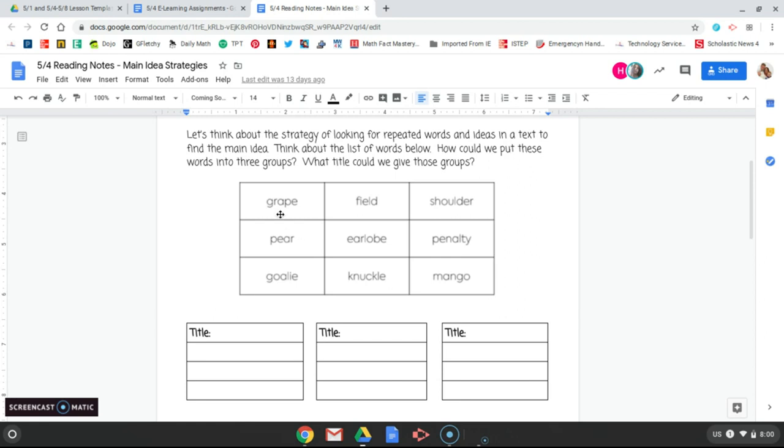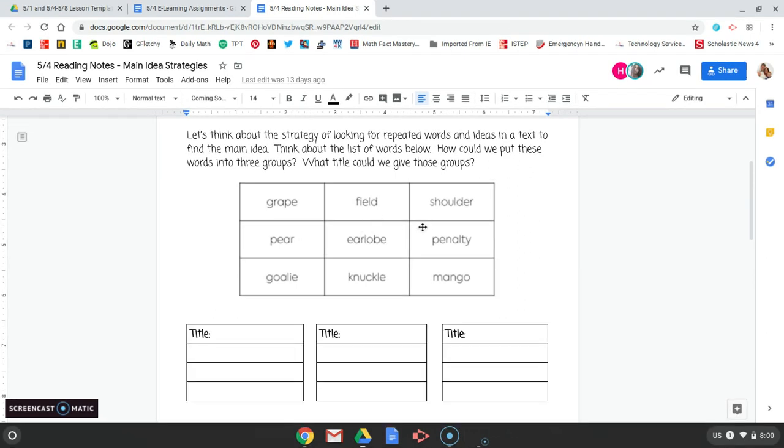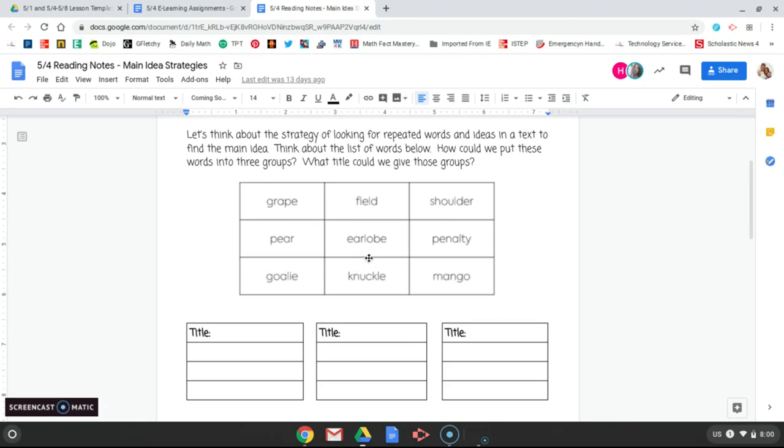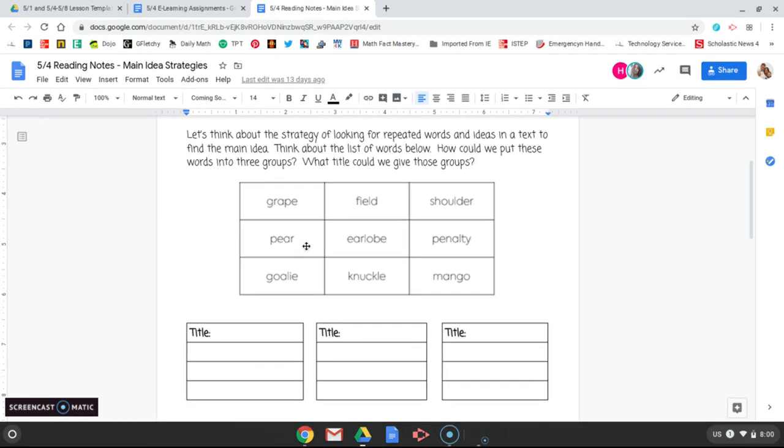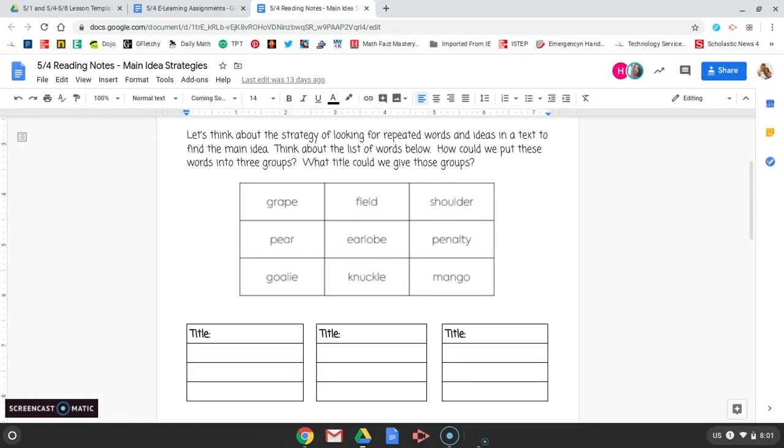So our words are grape, field, shoulder. None of those seem to go together in my head. Pear, earlobe, penalty. The first thing I noticed was that grape and pear could maybe go together because they're a fruit. So I'm going to keep going. Goalie, knuckle, mango. Oh, there's another fruit. So the first words that stuck out to me that are repeated are words that are fruit words.